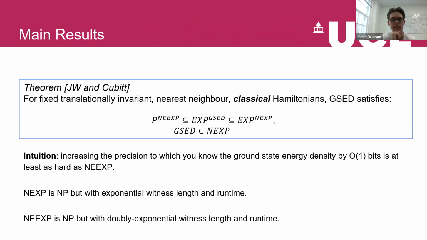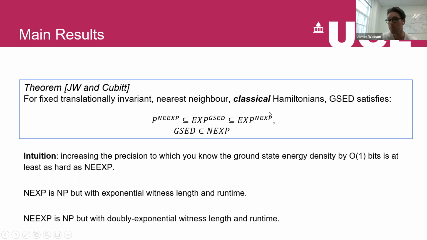So we showed that for a fixed translation invariant nearest neighbor classical Hamiltonian, the ground state energy density satisfies the following set of relations. The ground state energy density promise problem is contained in NEXP. And then it's NEXP with a GSED oracle contains P to the NEXP, and is contained in EXP to the NEXP.